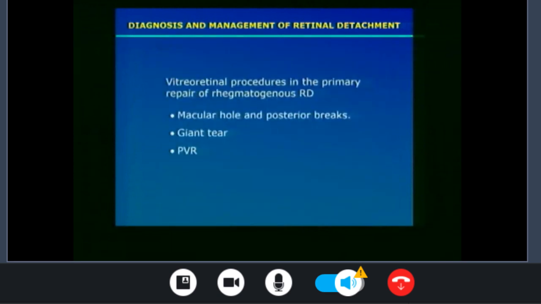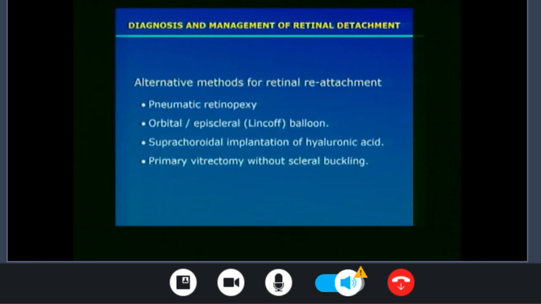If you are dealing with a giant tear, PVR, or macular hole, then you need pars plana vitrectomy. And nowadays, we do what's called primary pars plana vitrectomy for complicated cases with fresh retinal detachment. This is called primary pars plana vitrectomy.